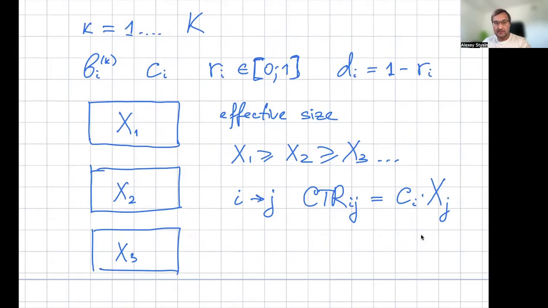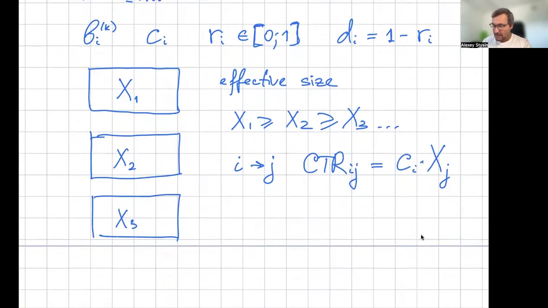So we will see later that this simplification will allow us to come up with a simple ranking rule for the auction. And if we don't do this, the allocation rule is going to be more complex than just simply ranking. And similarly, we will assume for the damage that the damage of placing the ith candidate into the jth slot is also going to be given by the same expression. So we will take the damage of the ith candidate multiplied by the effective size of the slot j.